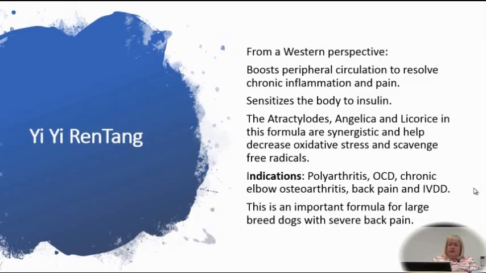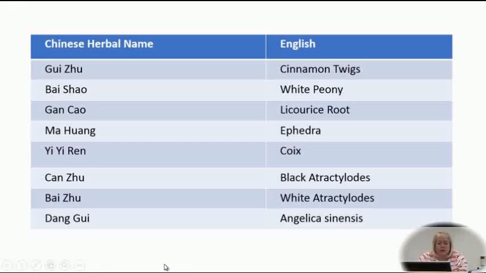So I like this one for polyarthritis, osteochondritis dissecans, and I have used a lot of it in chronic elbow osteoarthritis. So my elbow osteoarthritis dogs are on this, most of them, depending upon the pattern, of course, and also my large breed dogs with severe back pain. This is what's in this formula, Atractylodes and Angelica. And this is one of my patients. This is Kaylee. Kaylee had really bad back pain, and she was definitely a koi formula girl.